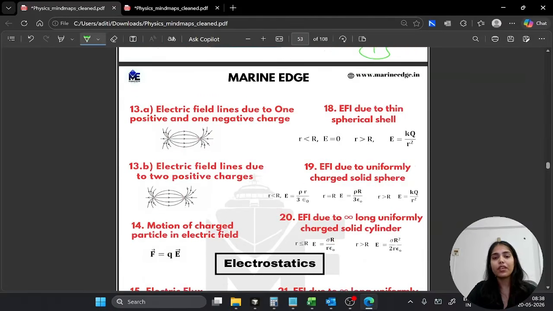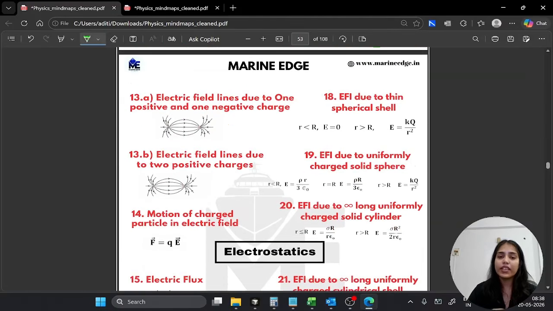Electric field due to one positive and one negative charge. This is how the electric field will look like. From the positive charge, the field lines start and they all conclude at the negative charge. Electric field lines due to two positively charged objects will look like this: all going out, but there will be no point where they get submerged.